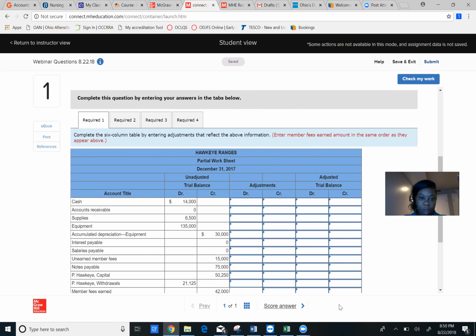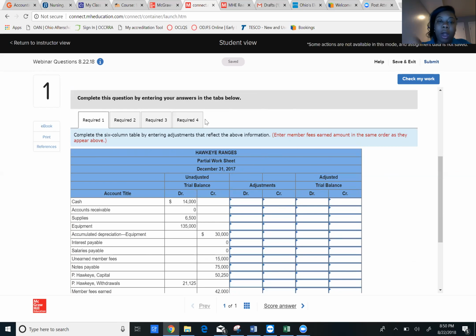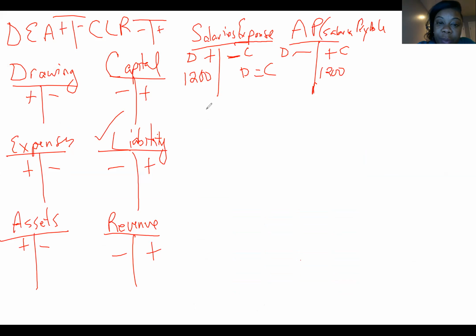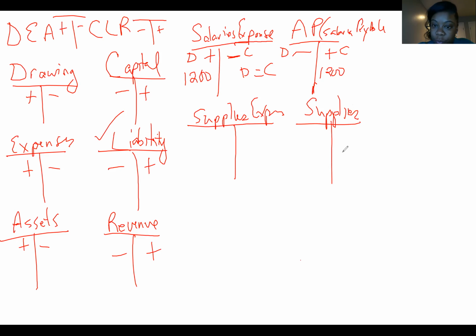So if we go back to my whiteboard, I know my accounts that I'm going to do is supplies expense and supplies. Does that make sense? Yes. All right. So supplies expense is an expense account. So it's a plus minus. Supplies is an asset account. So it's a plus minus also. Make sense? Yeah.